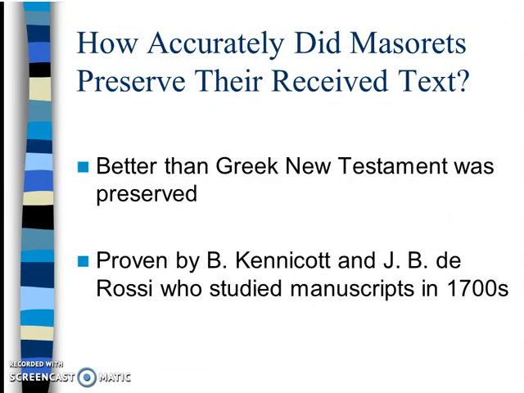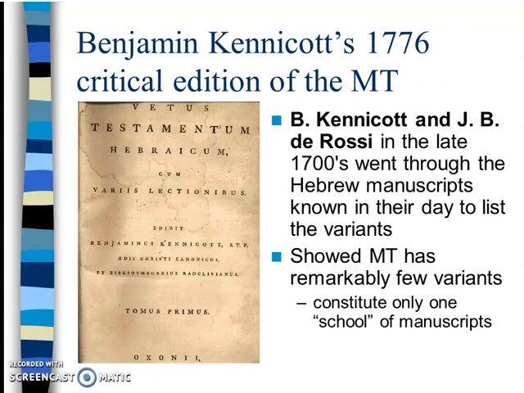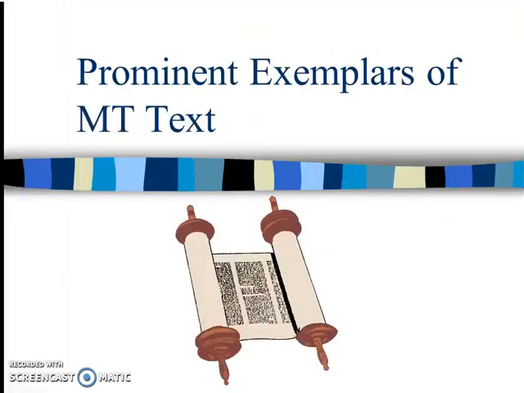Now, if you're familiar with New Testament textual criticism, you would know that there are several schools: the Alexandrian school, the Western texts, the Byzantine tradition. But you don't get that kind of thing among Masoretic texts, manuscripts. They are all pretty much the same tradition. We will talk about prominent exemplars of the Hebrew Masoretic texts in the next session.